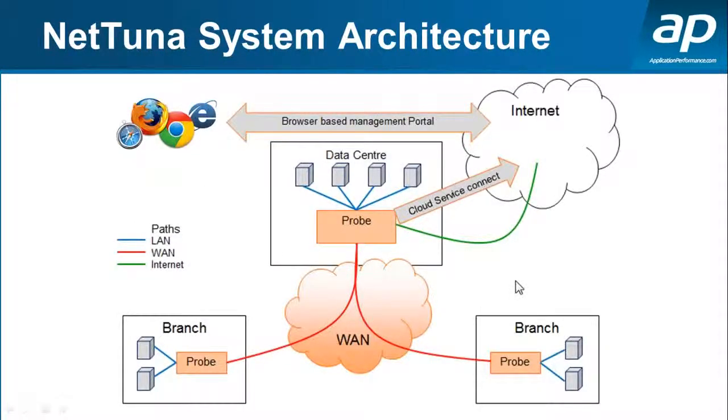So the basic architecture of Neptuna, as I mentioned, has a probe, a minimum of one probe, and it just requires reachable IP addresses at the end of the path it's monitoring. Now, we can have another probe as the target, and if we do have paths with probes at each end, we're able to do some slightly more sophisticated testing. But essentially we get really great results just from using an IP address.